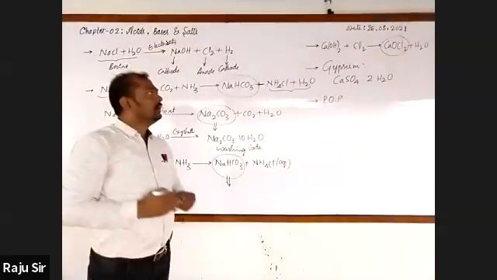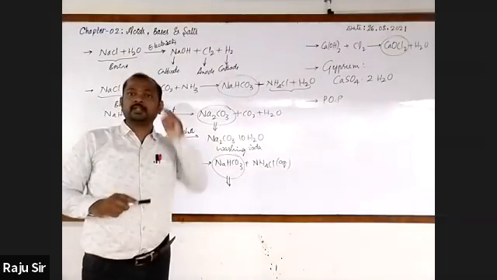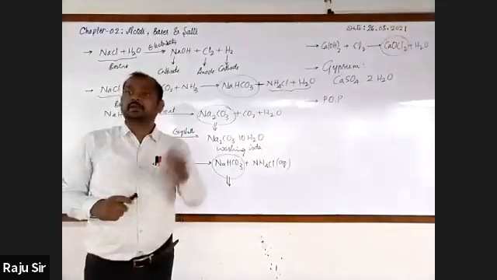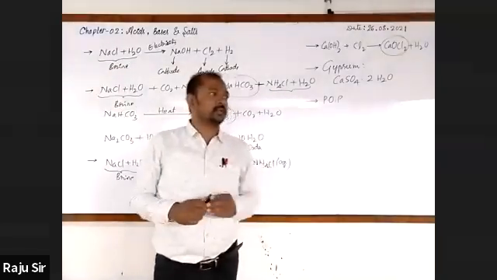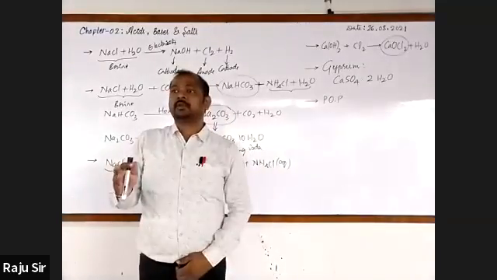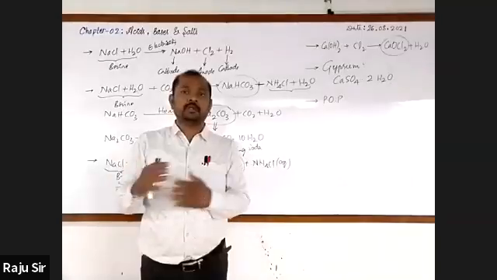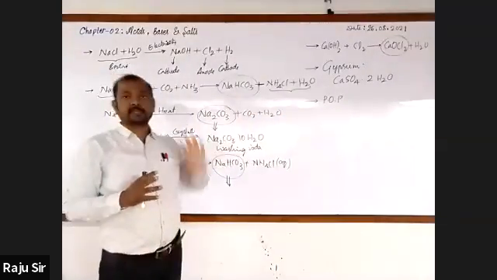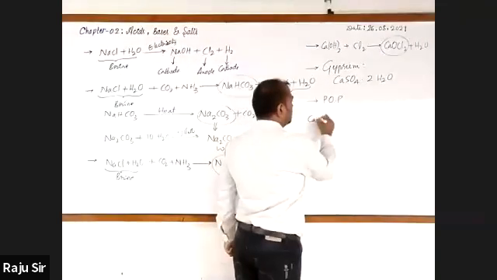This compound is used for preparing Plaster of Paris, POP. We know that heating of gypsum should be controlled, right? The reason is that when its temperature crosses 100 degrees Celsius, it loses all the water present in it and becomes dead burnt plaster, which cannot be used for any other purpose. So that is why heating of gypsum should be controlled at 100 degrees.